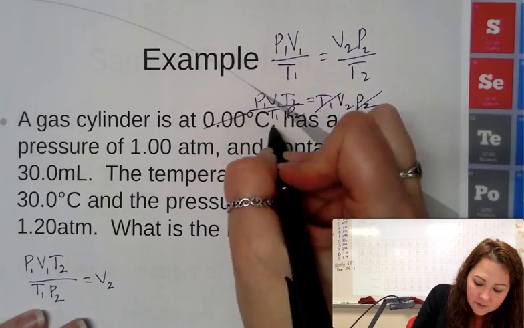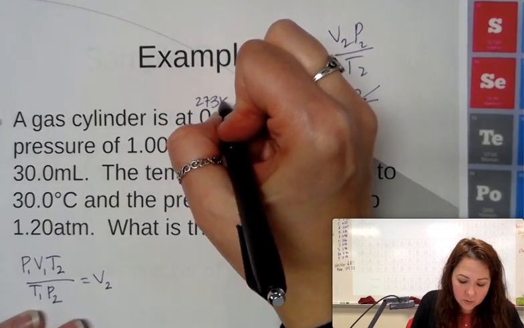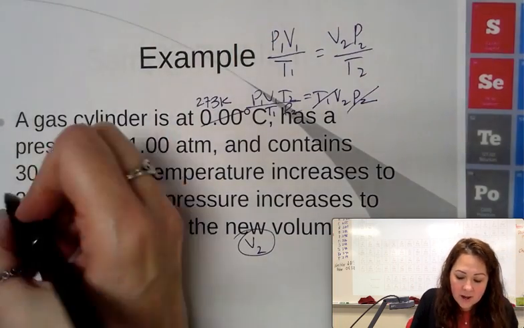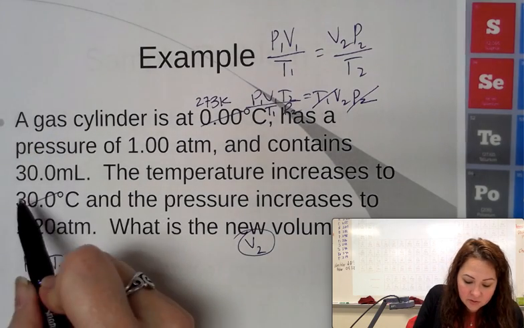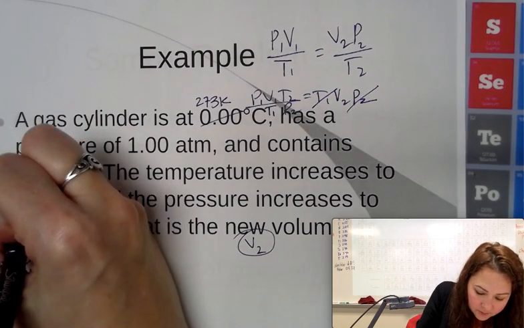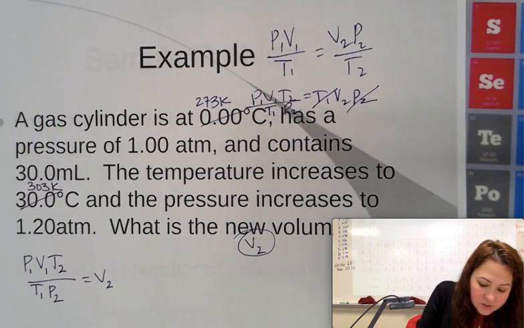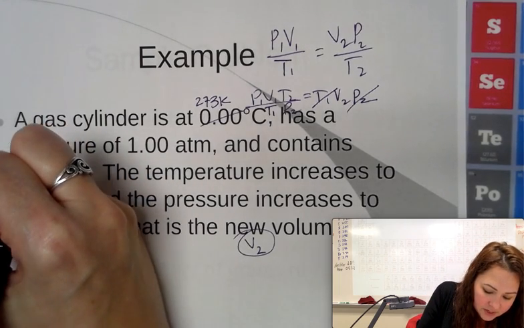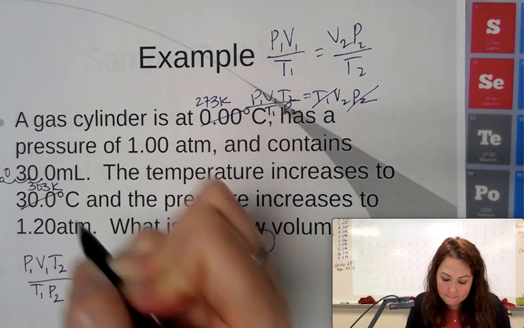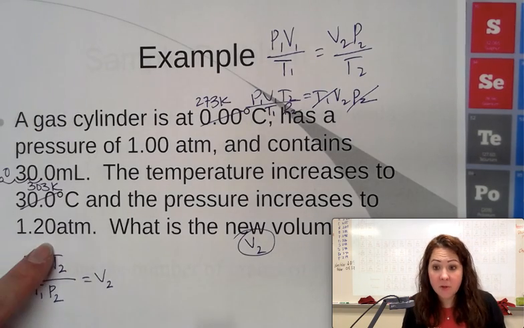Celsius needs to go to Kelvin, so there's my 273 Kelvin. When I add 273 to 30, I get 303 Kelvin. Milliliters need to go to liters. 1, 2, 3 times I'm going to move my decimal. And atm and atm, I'm good there.